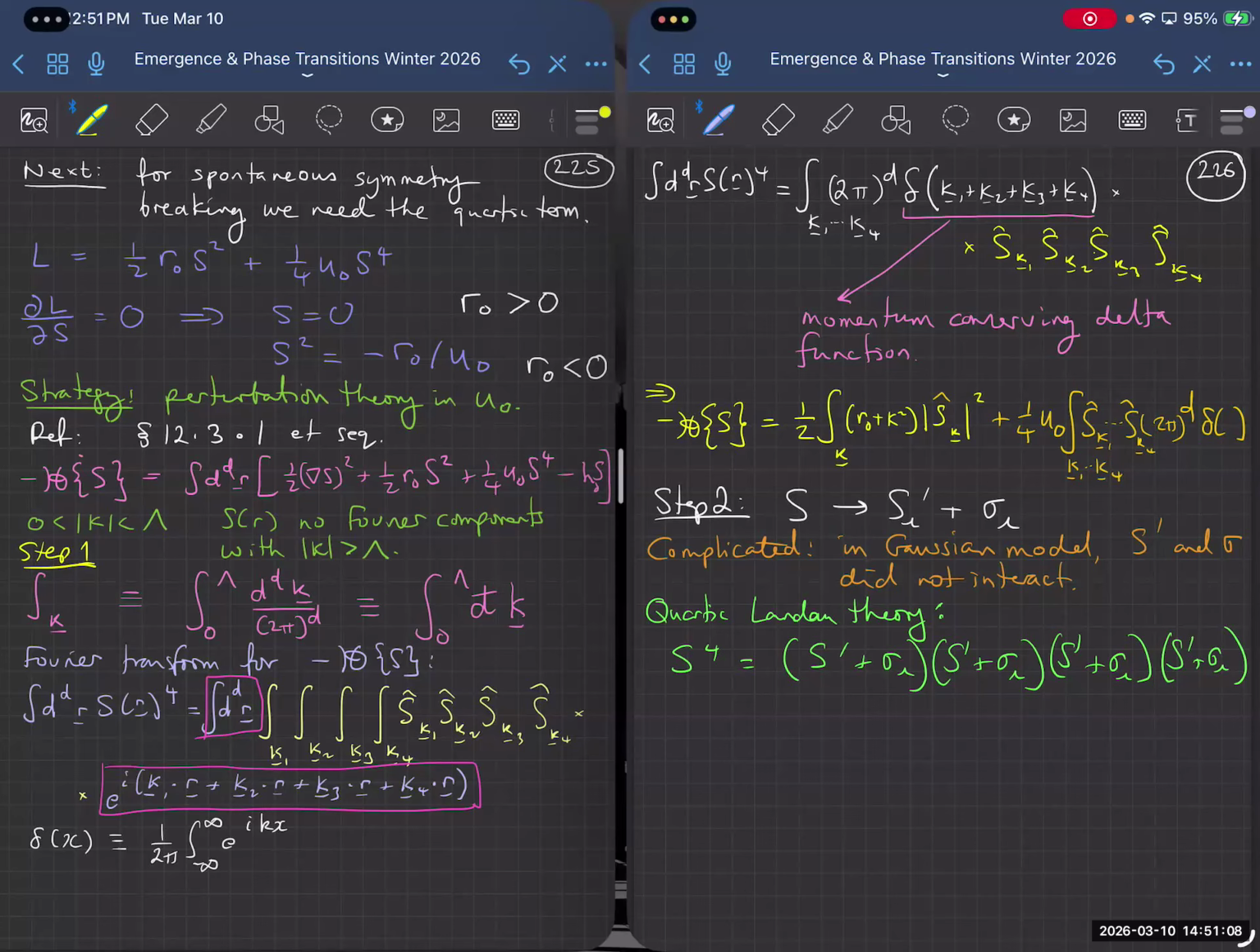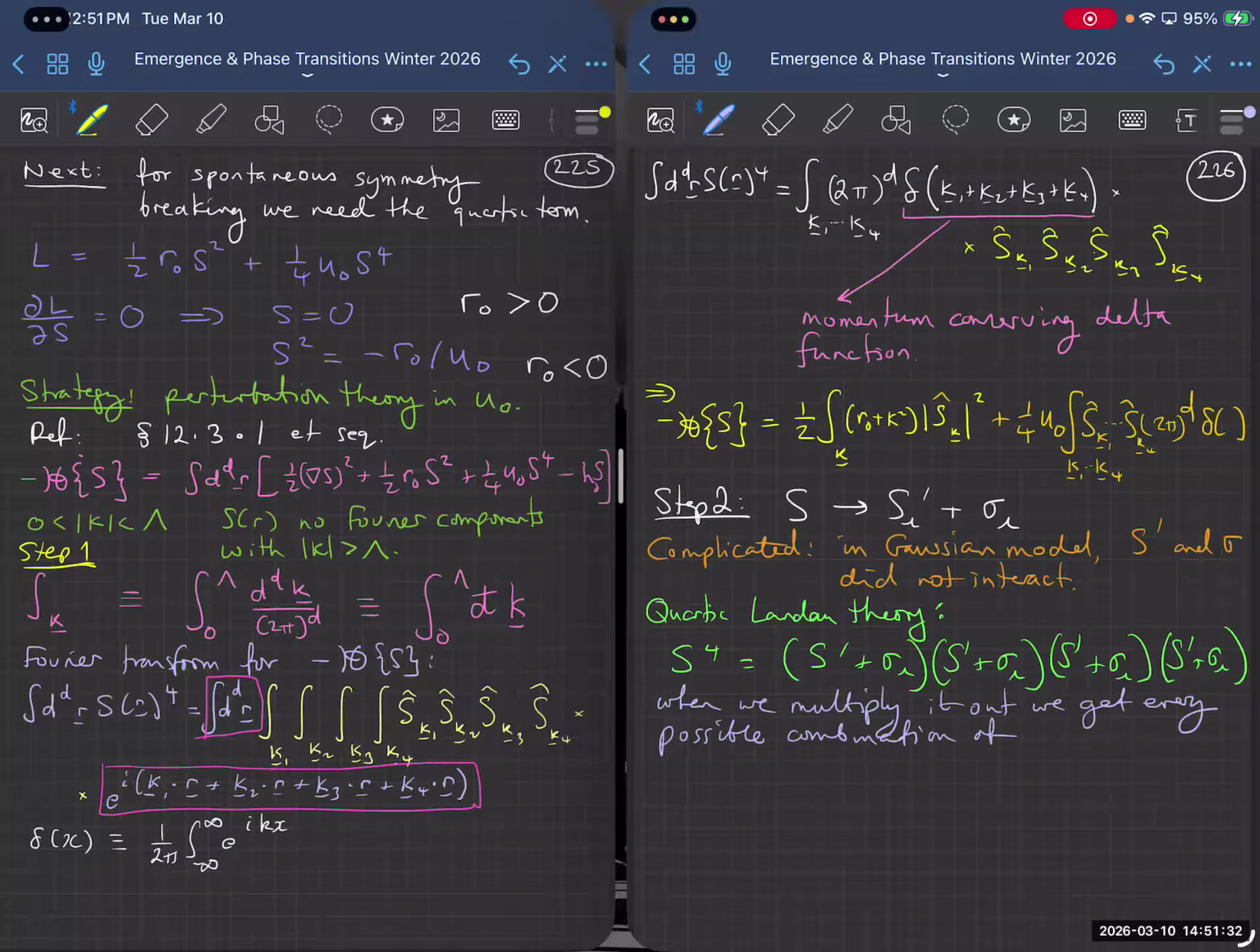So when we multiply this out, we get every possible combination of powers of S prime multiplying powers of sigma. And then we have to do the integration over the sigmas. So I'm going to go through and write down what those things are.